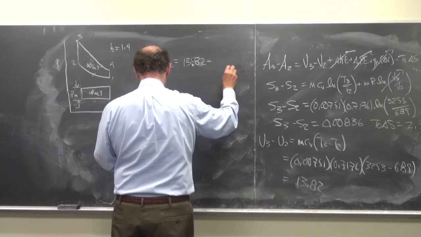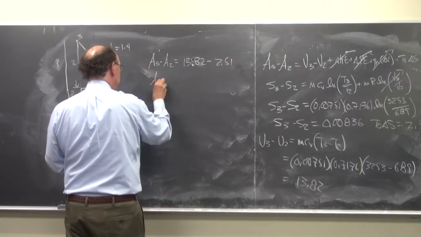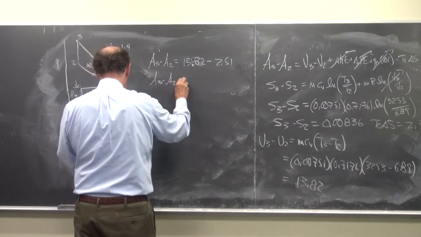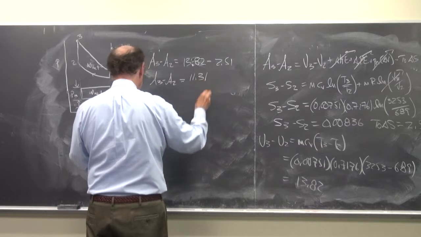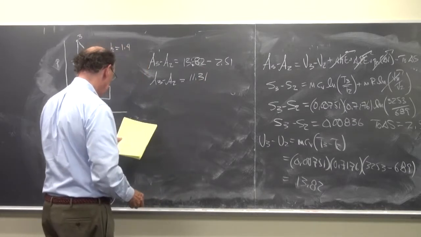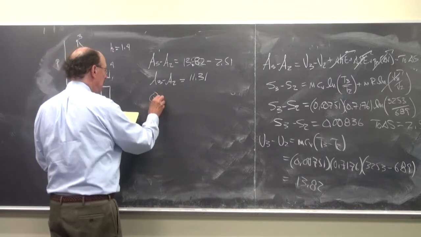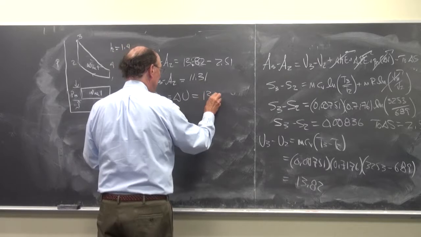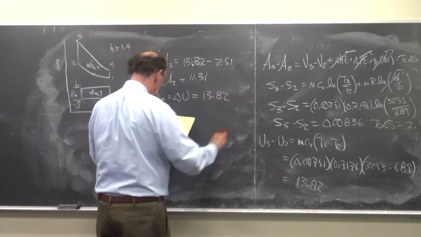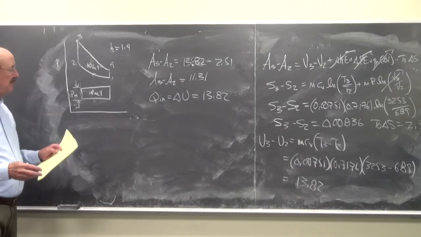minus 2.51, where I have the availability is equal to 11.31. And we have the Q in is delta U, so it's 13.82. Now let's make kilojoules, right?